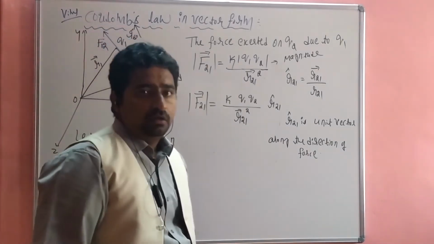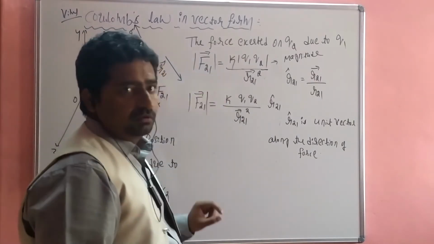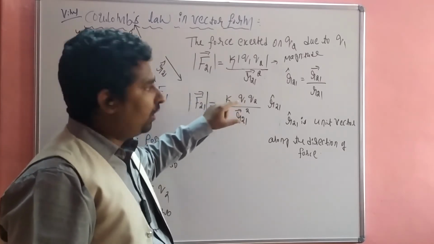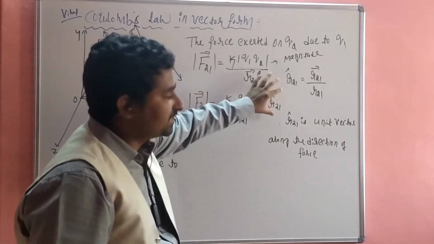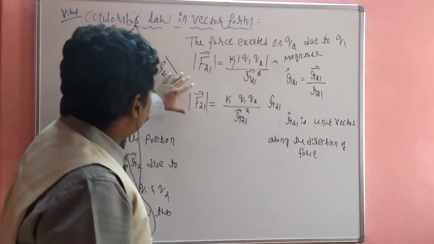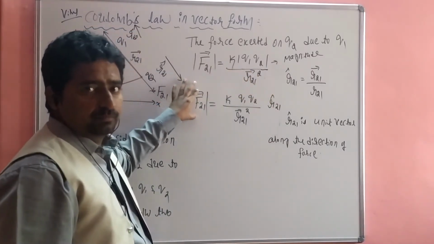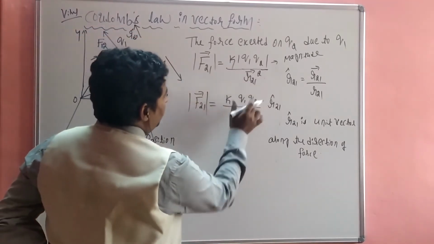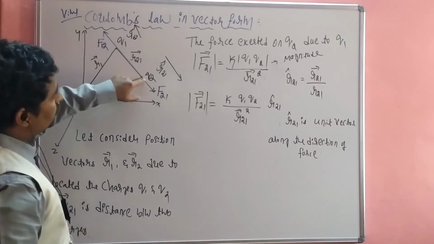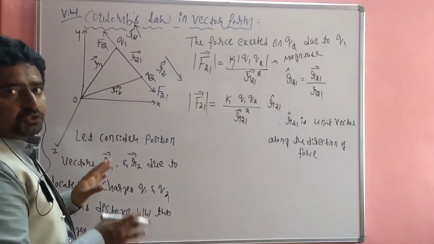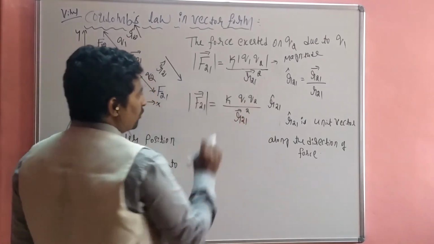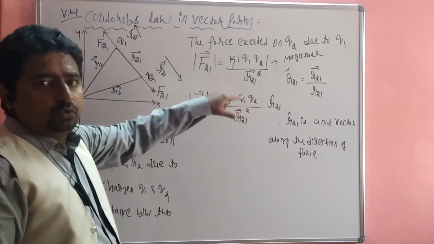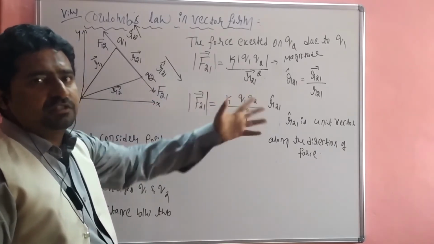I cannot forget the mod, so I removed it. Why did I remove the mod? Because R21 cap specifies the direction along the force. It is the direction. Why? This is a positive charge, this is a positive charge. Plus plus, the product becomes plus. Minus minus, the product of the two minus signs becomes positive.